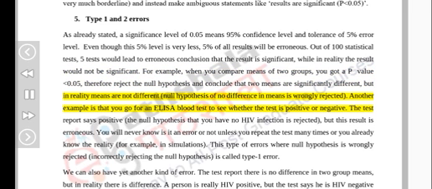Another example is that you go for an ELISA blood test to see whether the test is positive or negative. The test report says positive. The null hypothesis that you have no HIV infection is rejected, but this result is erroneous. You will never know if it is an error or not unless you repeat the test many times or you already know the reality, for example, in simulations.